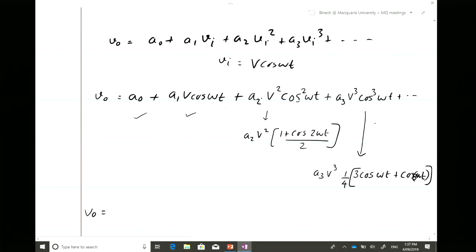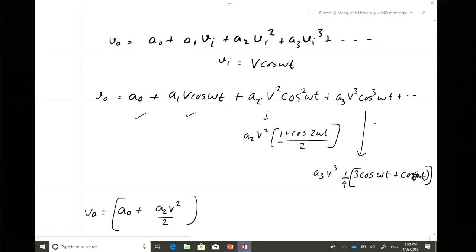So finally, V0 is equal to, let's take the 0th order of omega, which is the DC part. The DC part will be A0 plus, is there another DC part somewhere? Yeah, there are other DC parts. You see here, 1, so there is no omega there. That means it is not frequency dependent. So that's a DC: A2 V square divided by 2. So that's the DC part.